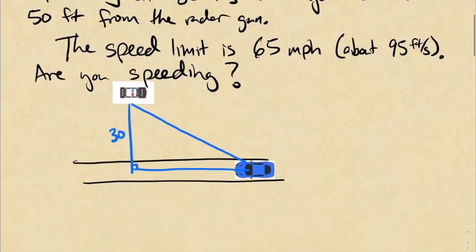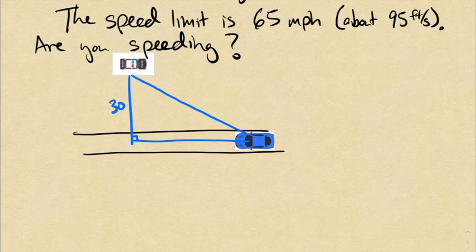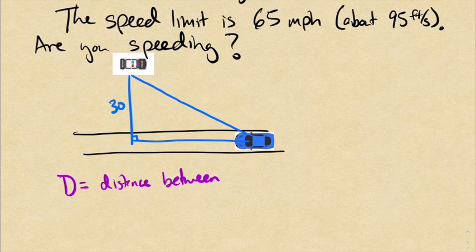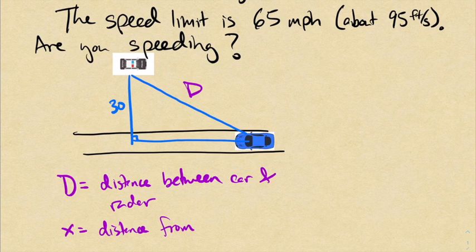So this will get a lot easier once we name some of these variables. Let's let D, big D, be the distance between the car and the radar, and we'll let little x be the distance from the car to the mile marker. And these are variables, that is, things that are changing. I don't need to give a variable name to 30 because that's not changing. The speed trap is set up 30 feet from the edge of the road.